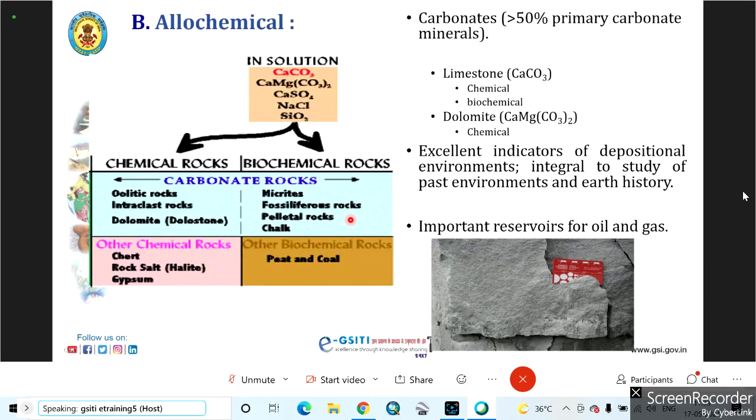After the category of terrigenous sandstone, coming to the second category, that is the allochemical category constituents, that is carbonates. In the carbonates, when more than 50% primary carbonate minerals, that is limestone and dolomite, are present, only then is that rock termed a carbonate rock. Carbonate rocks are excellent indicators of the depositional environment and integral to the study of past environments and the Earth's history. It is also an important reservoir for oil and gas.